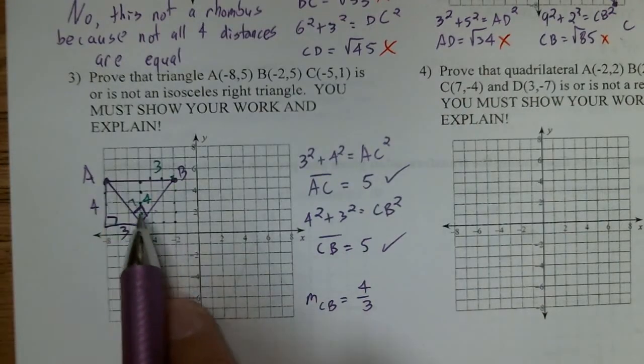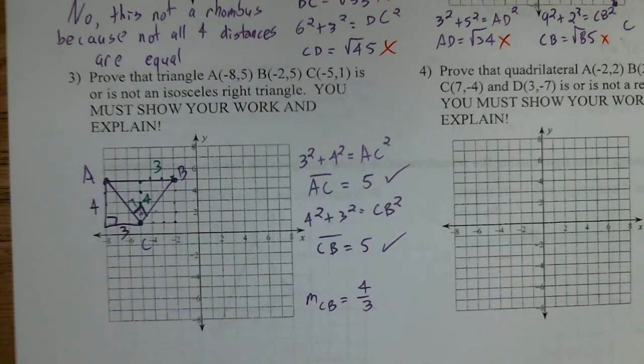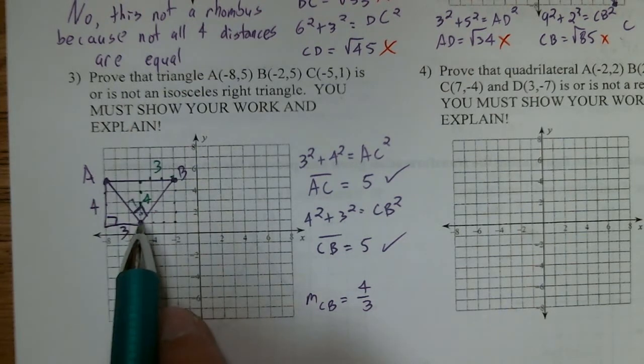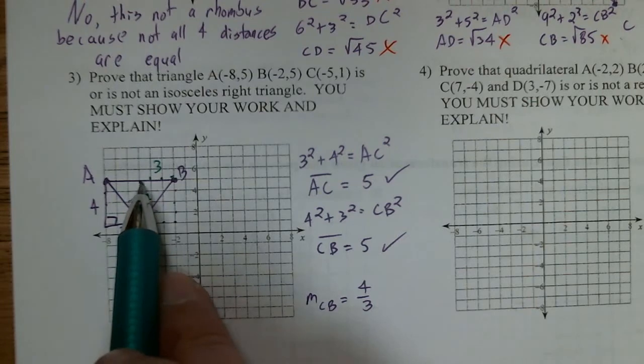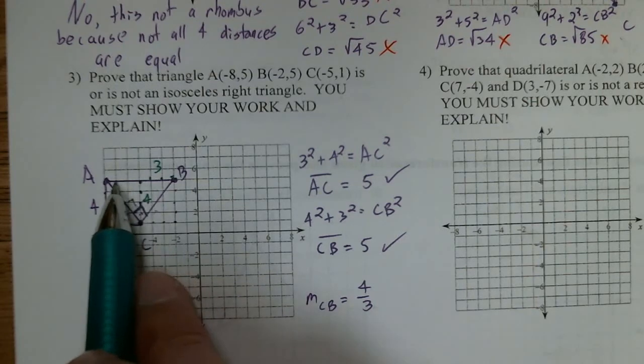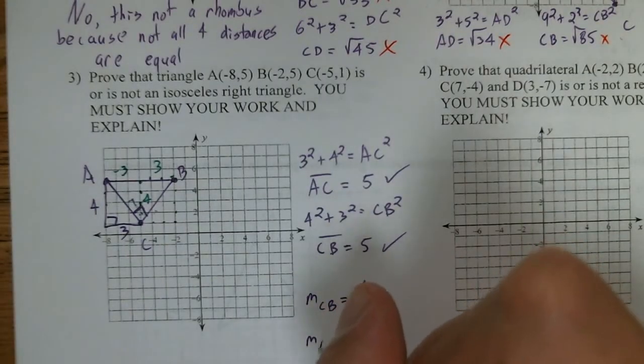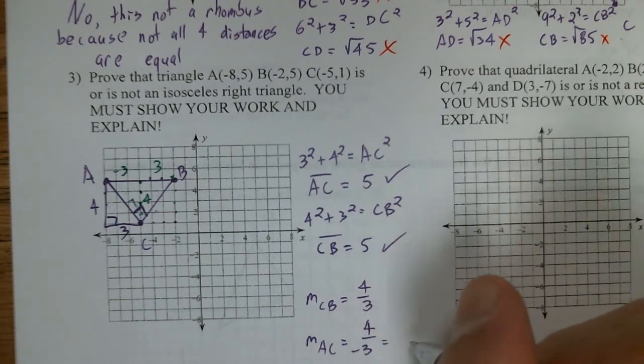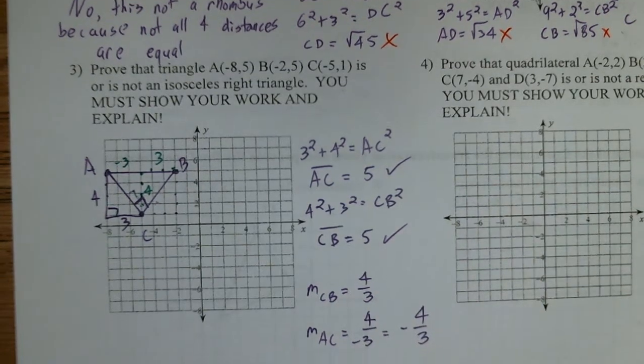Now I need to look at the slope of AC. I'm still going to start at the bottom point because I always want to rise first. So I'm still going to rise 1, 2, 3, 4. Still a rise of 4, but now I'm going left 1, 2, 3, so my run is negative 3. So the slope of AC is a rise of 4 and a run of negative 3, so I have negative 4/3.